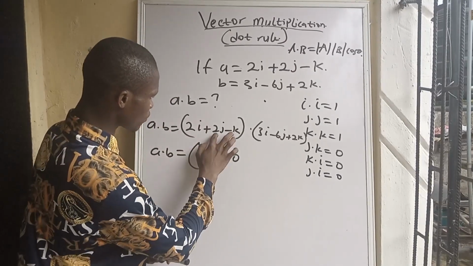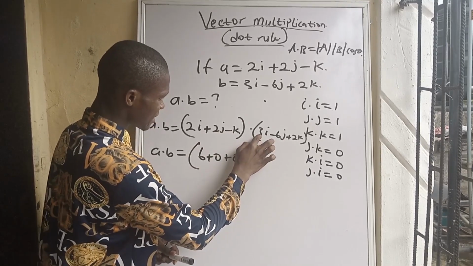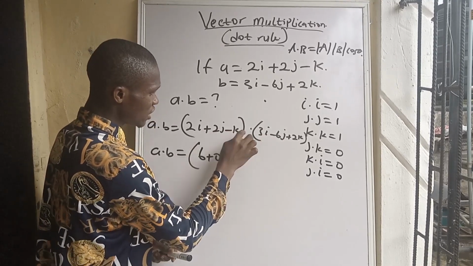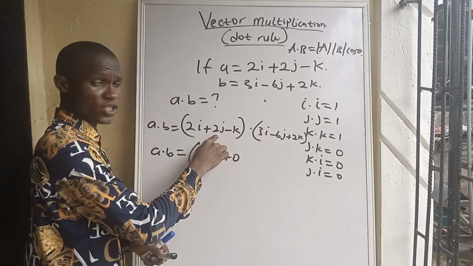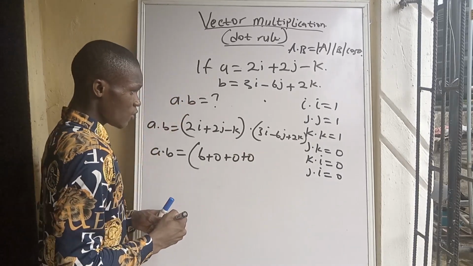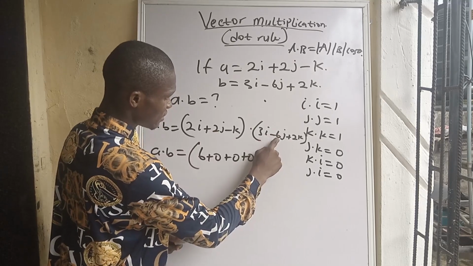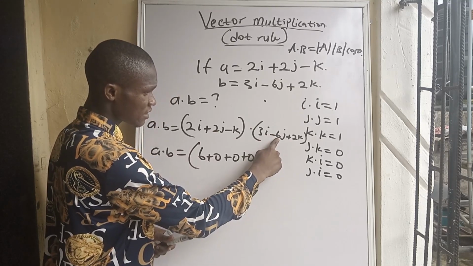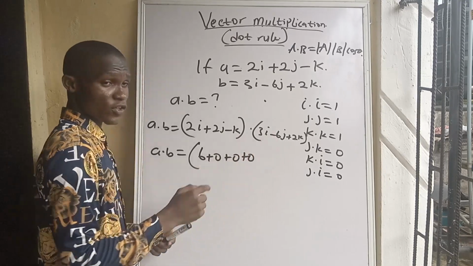We are coming to the next. 2 multiplied with this is going to give us 6, right? j dot i is going to give us 0. So 0 multiplied with 6 is going to give us 0. So we are putting plus 0 there. So we are coming to this one. 2 times minus this is going to give us minus 12.